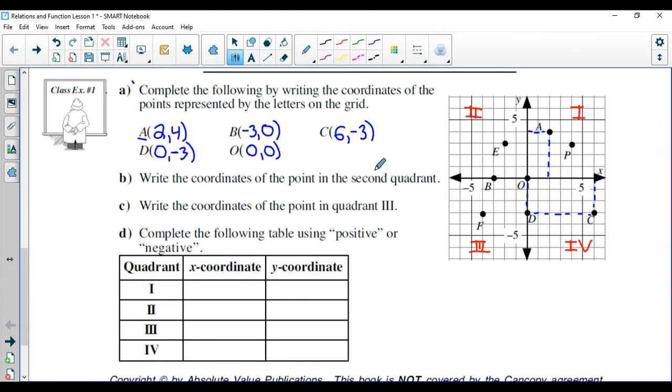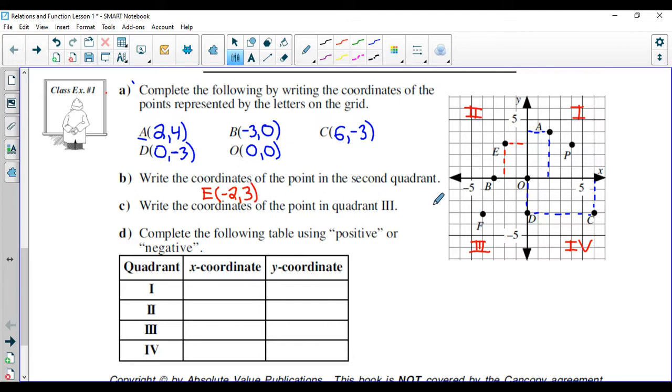So it says write the coordinates of the point in the second quadrant. The only point that's actually in the second quadrant is point E. And point E has coordinates of, well, let's check this. It goes down to the x-axis here, so that hits the x-axis at negative 2. And then it would go across the y-axis at positive 3. So it'd be negative 2, 3.